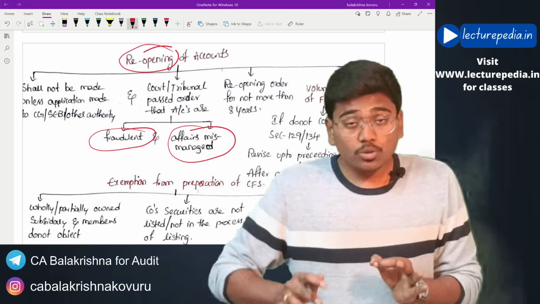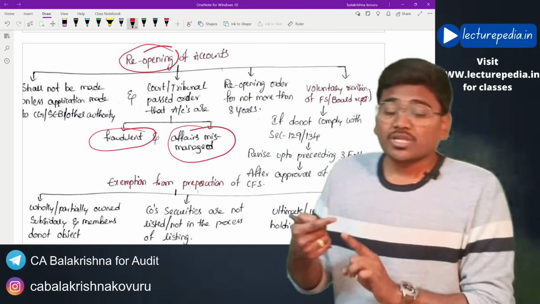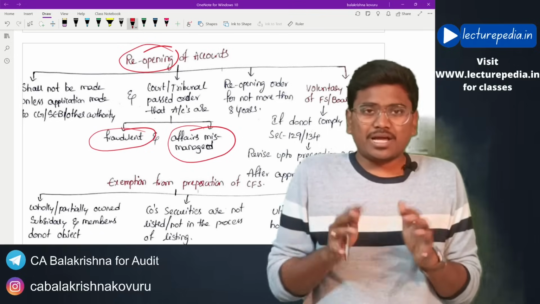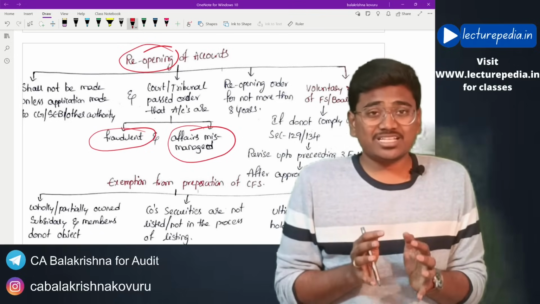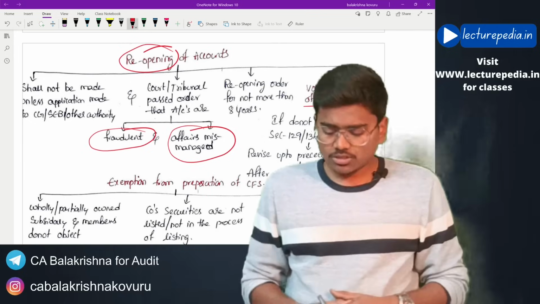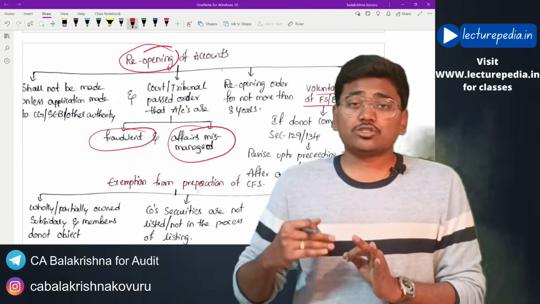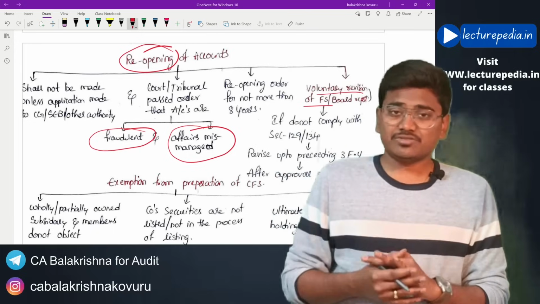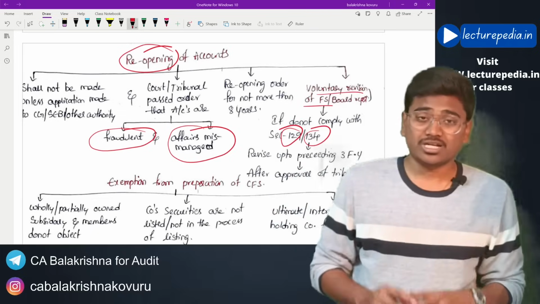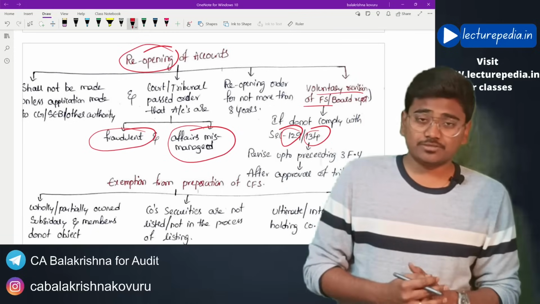And also, reopening of the accounts can be done only for a period of previous 8 years. Beyond 8 years you cannot reopen, because the maximum period for which the companies have to retain their books is 8 years. And voluntary revision of financial statements or the board report can be done if these financial statements or board report are not in compliance with section 129 for financial statements and 134 for the board report. In that case, these financial statements or board report can be voluntarily revised.